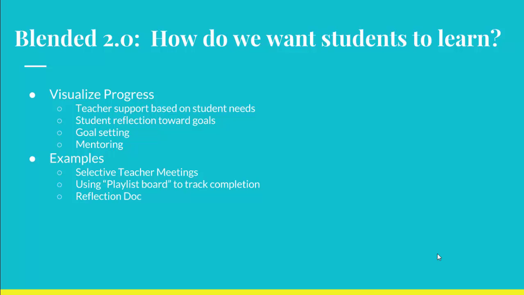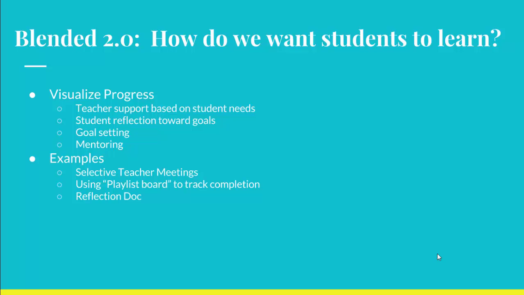Next, students need to be able to visualize their progress. This goes hand in hand with the transparency aspect. Students need to be constantly reflecting on what it is that they have accomplished, as well as setting goals, whether it be for the day, the week, or the entire unit. It is important that the student sees these goals and strives towards them on a daily basis.